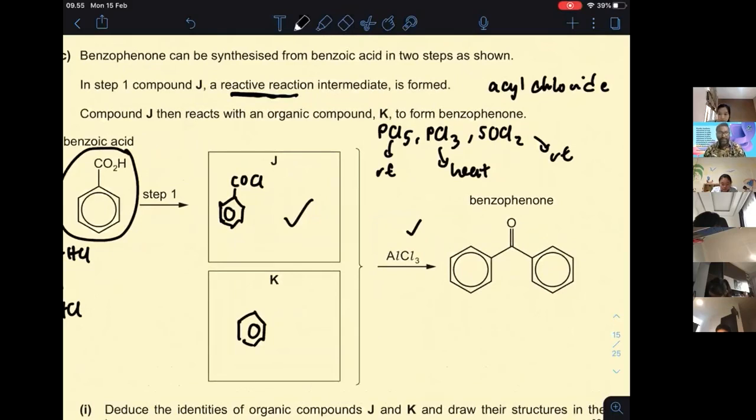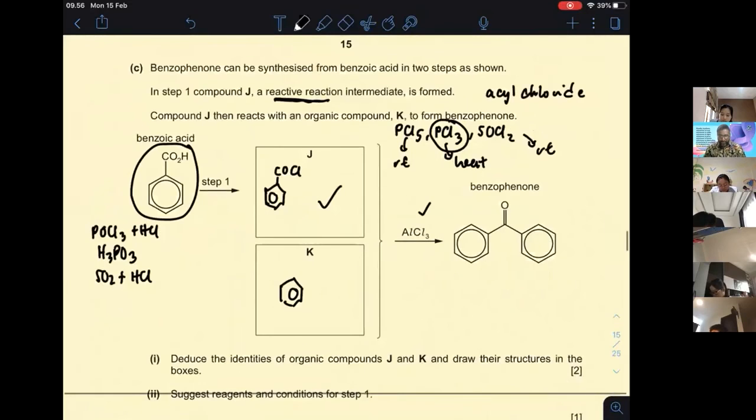Okay, you can react with PCl5, react with PCl3, or react with SOCl2. Each of them has its own conditions. I think the only thing that requires heat is PCl3. Okay, PCl3 will require heat. The rest are at room temperature. I have written that over there.